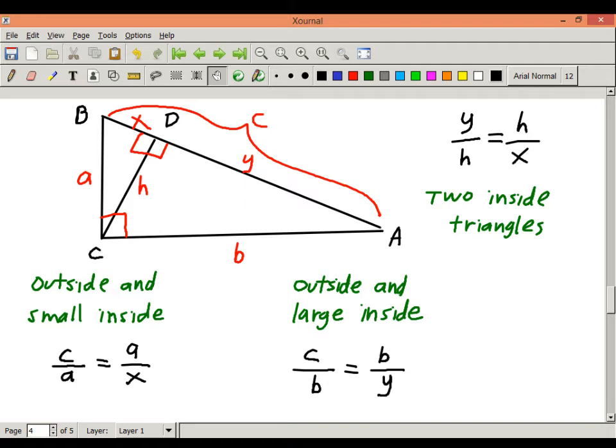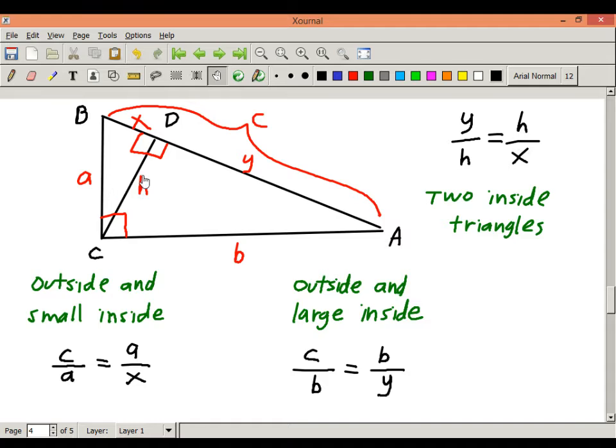And I guess maybe I didn't mention it, but that altitude is a perpendicular segment. So CD is the altitude to segment BA. If we look at the two inside triangles, remember those are similar to each other, we can say y over h. So y is the longer leg of the larger of the two inside triangles, so that's going to correspond to h, the longer leg of the smaller triangle. So that ratio is equal to h over x.